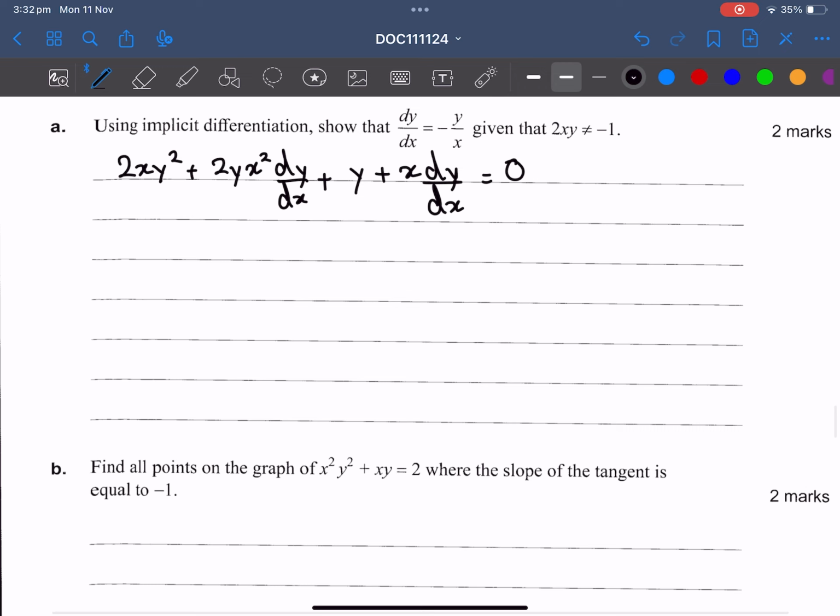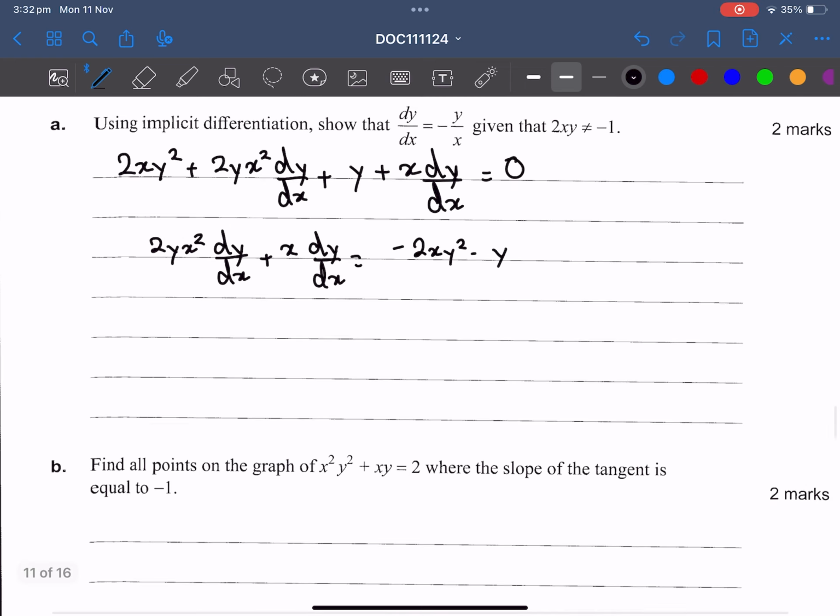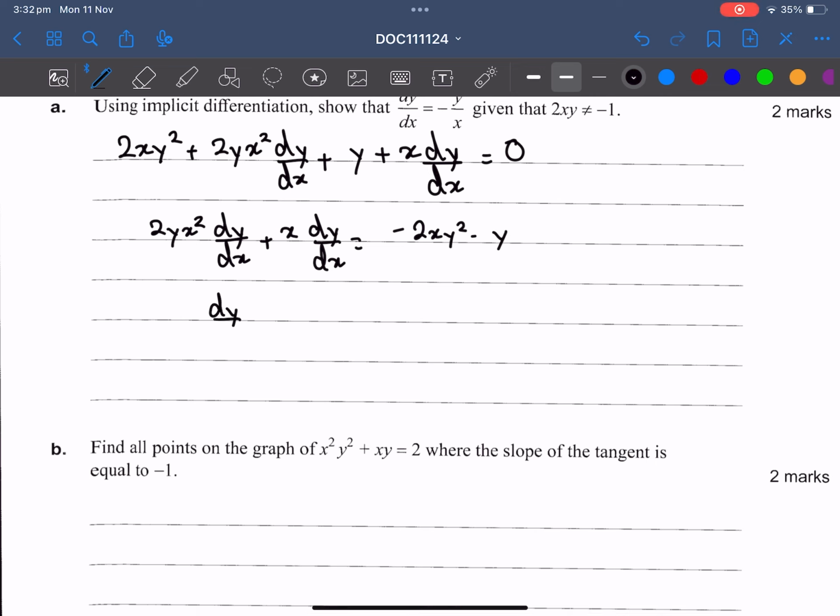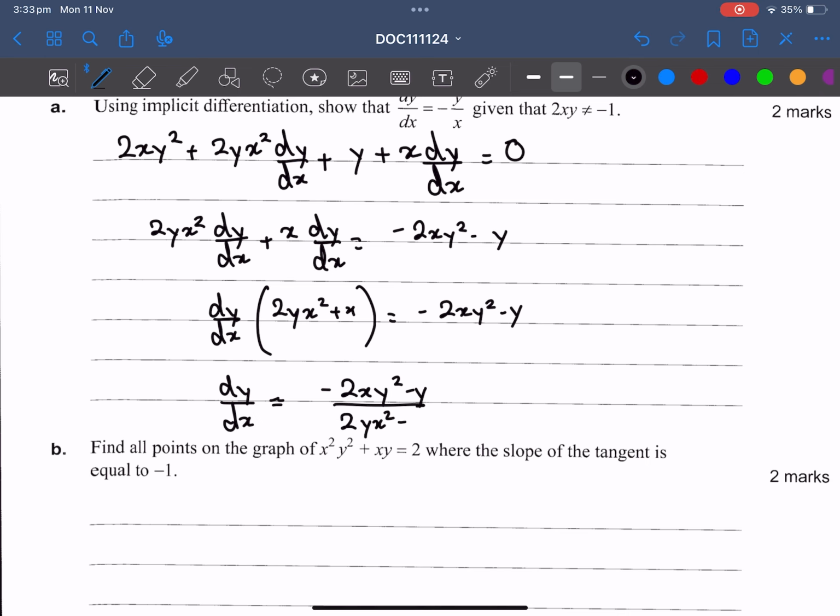Then we will combine the like terms, so 2yx squared dy/dx plus x dy/dx equals minus 2xy squared minus y. Then we'll take out dy/dx as common: dy/dx times (2yx squared plus x) equals minus 2xy squared minus y. So our dy/dx is going to be minus 2xy squared minus y over 2yx squared plus x.